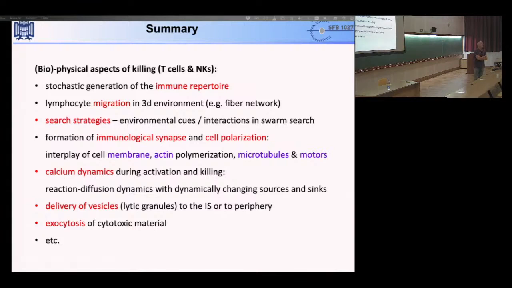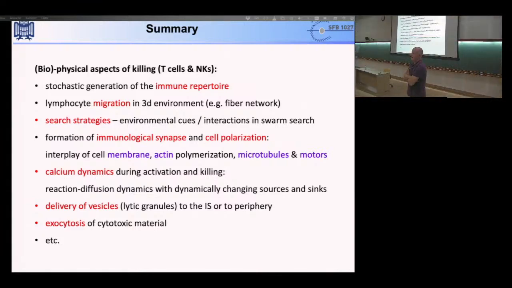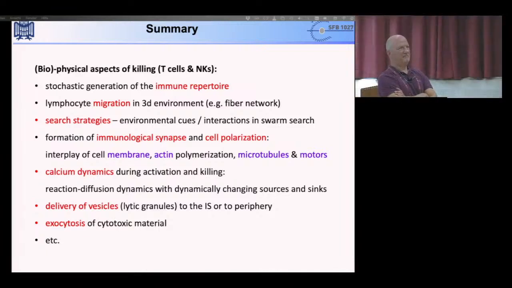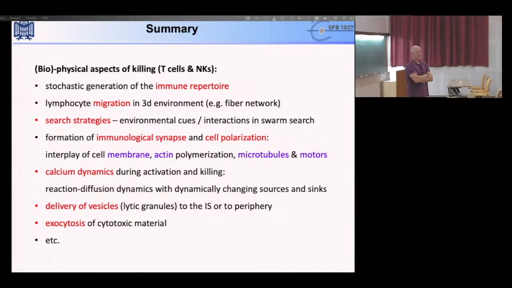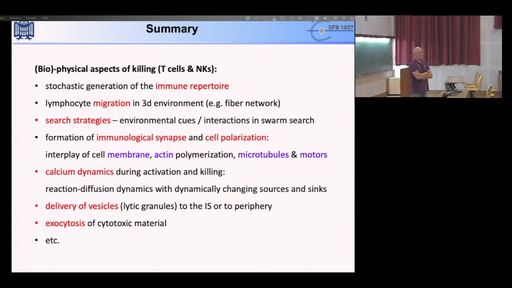Dendritic cells, yes. No, but you think so?